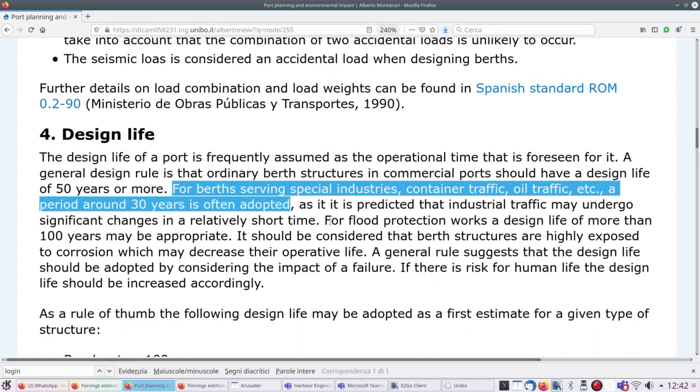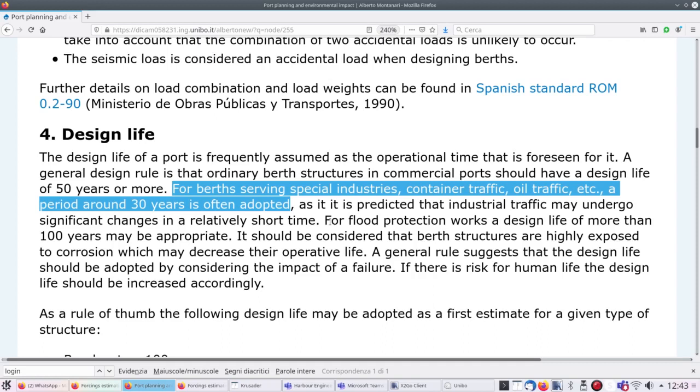So unless you have reason for being concerned by health risks, when you have concerns about the human life, your minimum return period should be, as we already discussed, around 100 years.